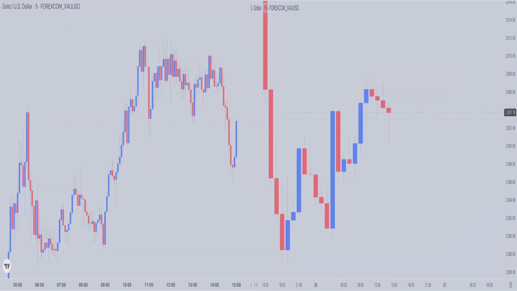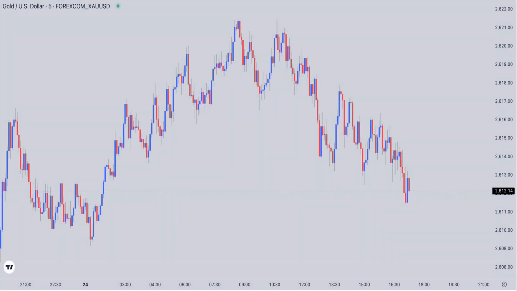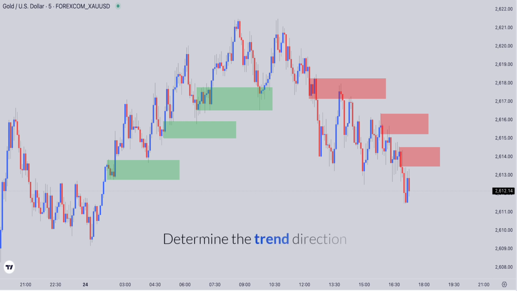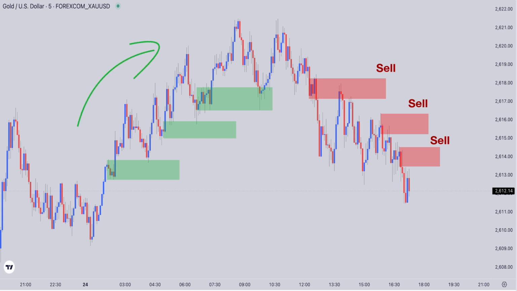And friends, no matter how skilled you are at identifying supply and demand zones, the first thing you must do before marking these areas or opening a trade is to confirm the structure. In other words, determine the trend direction. If the trend is downward, you should look for selling opportunities at supply zones. If it's upward, you should aim for buying opportunities at demand zones. Now let's dive into the detailed explanation.